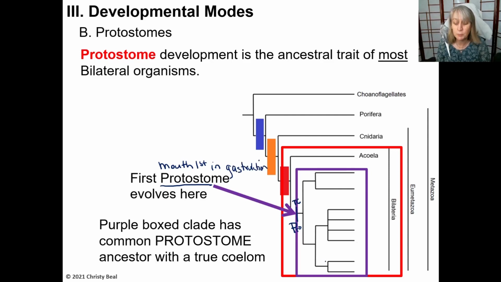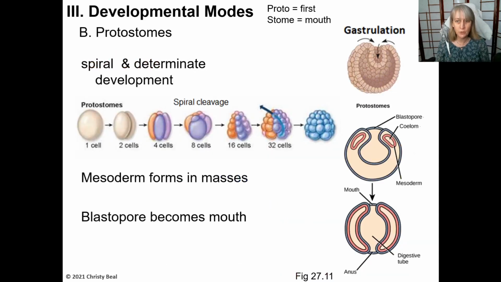All of this purple clade group, all of the organisms that had the ancestor with the true coelom, have an ancestor with protostome development. Now I want to show you some other things, because protostome doesn't just mean that the mouth develops first. Some other things go along with that. So when you develop as a protostome, let's say you're a nematode worm, and you go through that first bit of cleavage, the pattern of development is spiral.